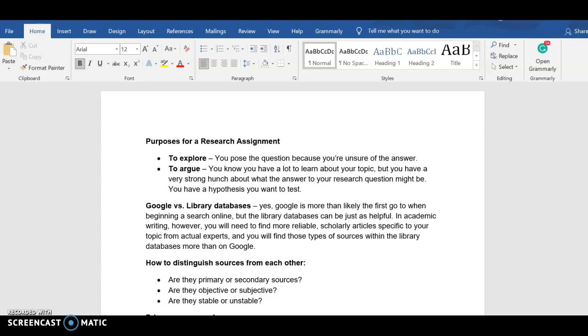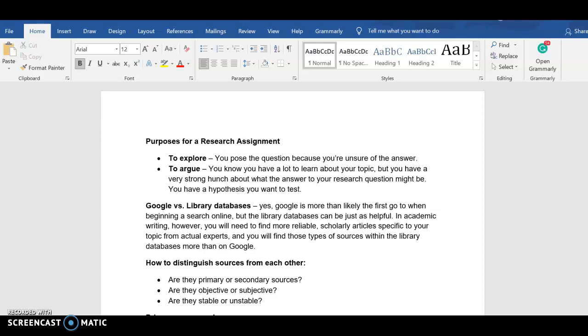You have a hypothesis that you want to test. And so in both cases, we need to explore or argue, and then we need to find our research. And there's different ways in which we can go about that. So let's talk about some of those and kind of break it down.